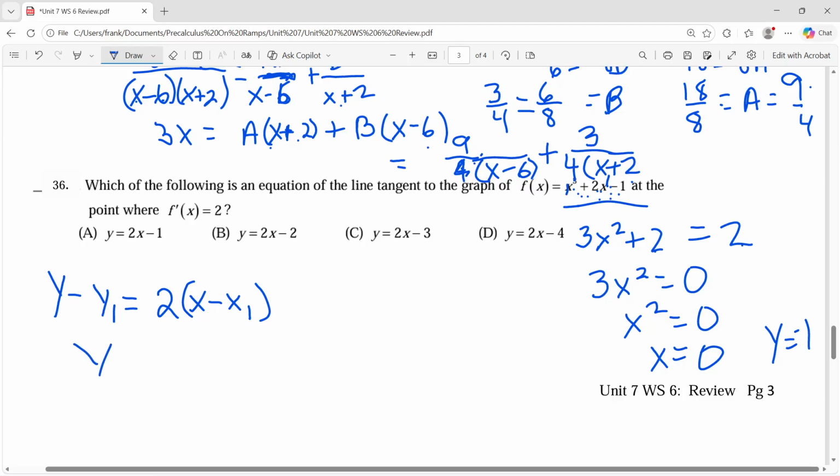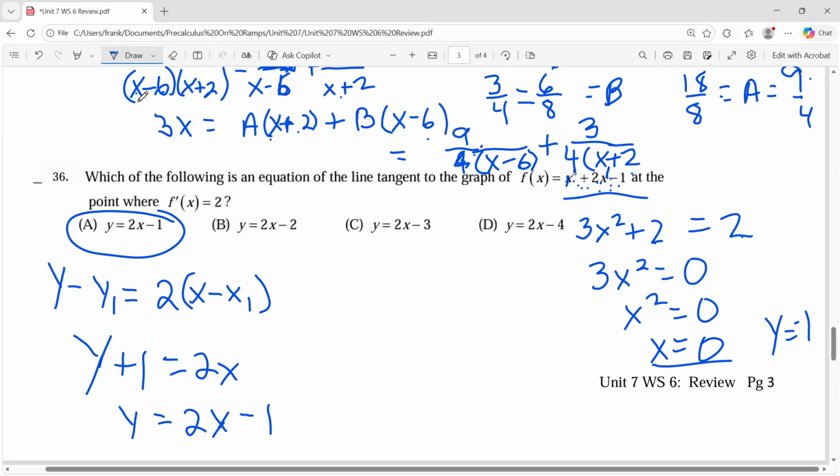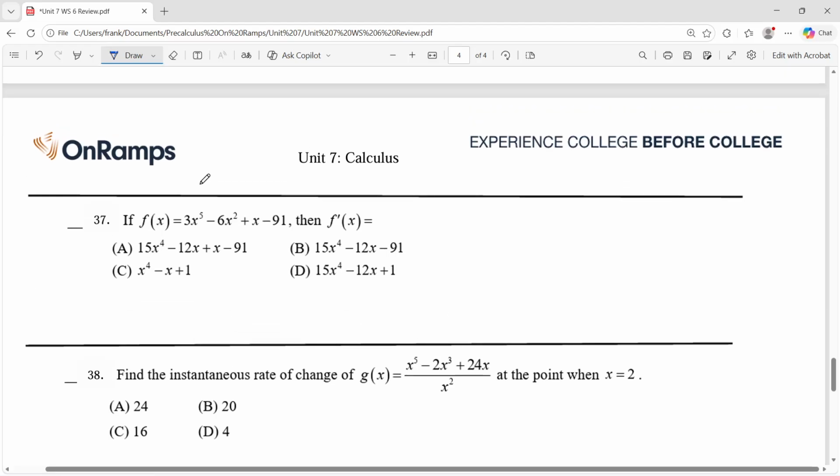y minus negative 1 is plus 1, equals 2 times x minus x1, which is 0, is just 2x. Then I'll subtract 1 from both sides. y equals 2x minus 1. And the answer is A. And is that it, or is there one more? Oh, there's 2 more.